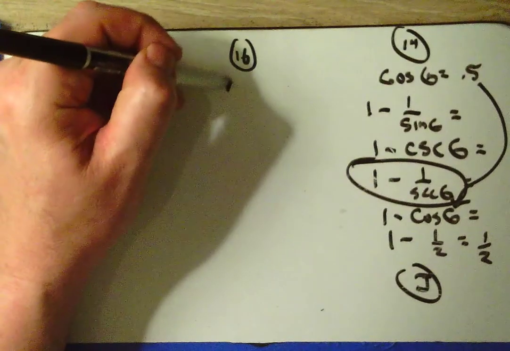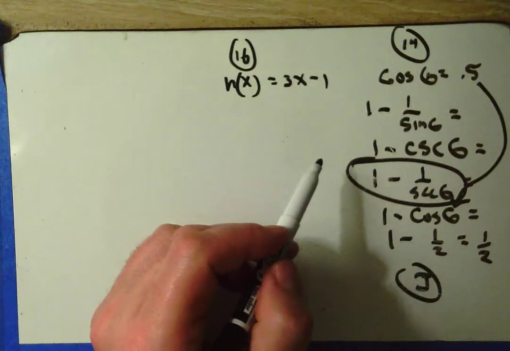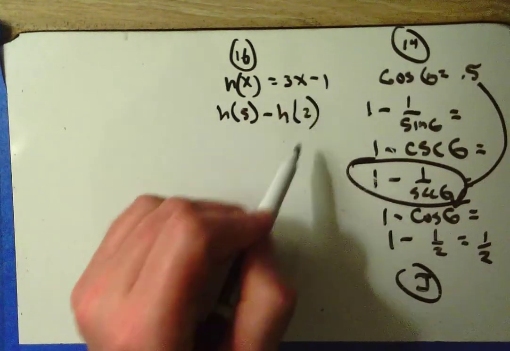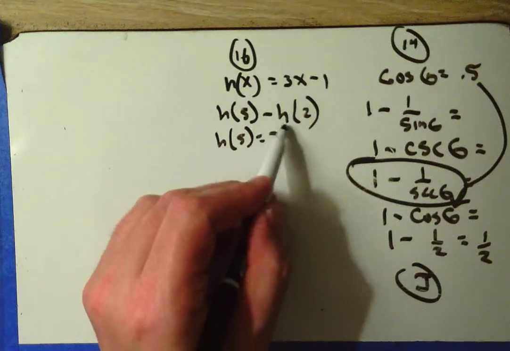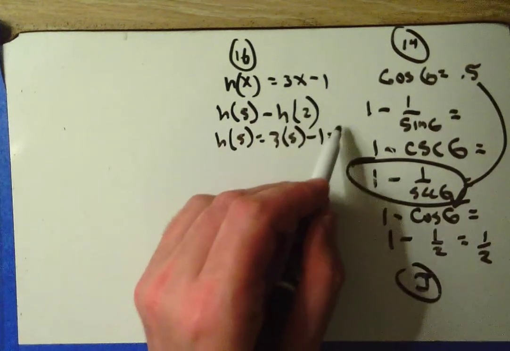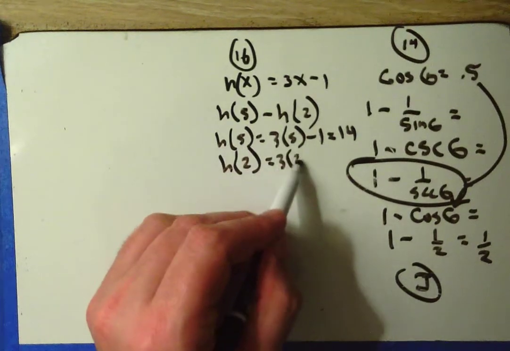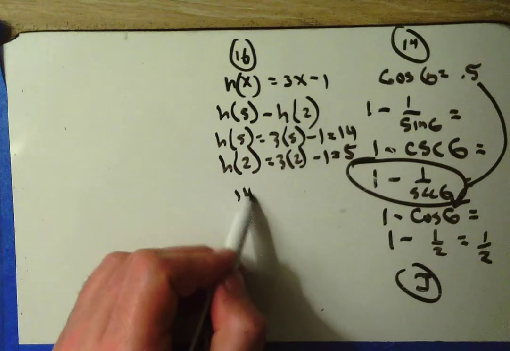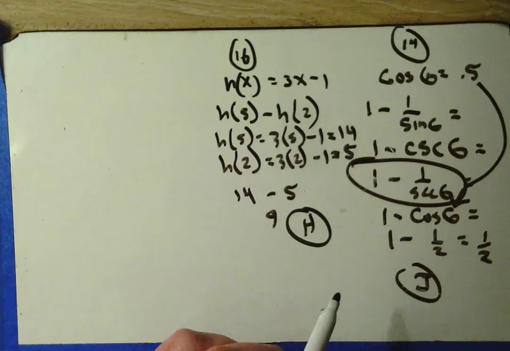Let's take a look at 16. h of x equals 3x minus 1. h of 5 minus h of 2. Well, h of 5 is going to be 3 times 5 minus 1, or 14. And h of 2 will be 3 times 2 minus 1, or 5. So we're looking at 14 minus 5, or 9, and so H is my answer for number 16.